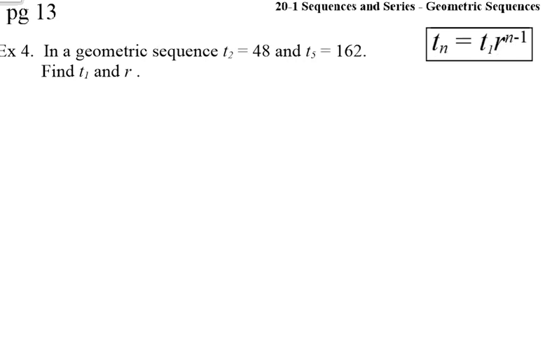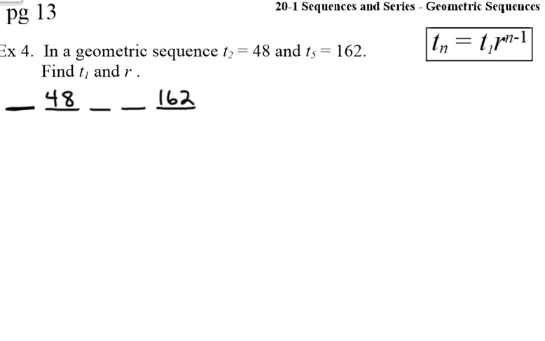Example 4. Same kind of question, have some missing information, but like with arithmetic, this question tells me that my second term is 48, a third, a fourth, and I have a fifth term is 162. We want to find the R value and we want to find the first term. Well, I could just start guessing and checking to see if things work. But I don't just start throwing numbers in to see what's going to work. I have to do it algebraically.